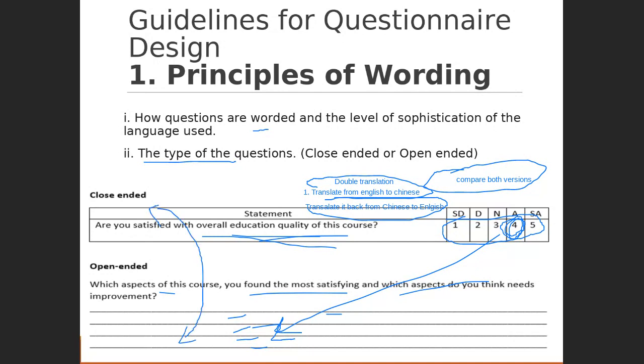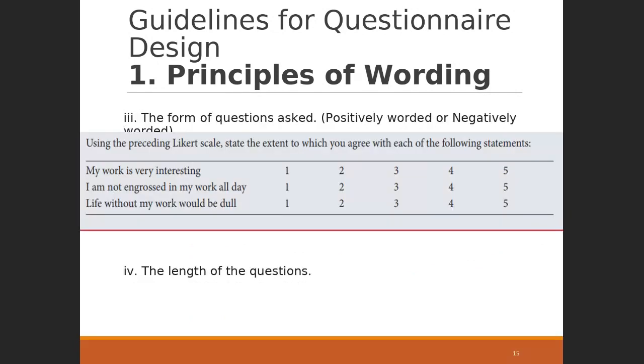Okay, so this is the second important part. The third important part is the form of questions. The form of questions refers to whether the question is positively worded or negatively worded. So instead of phrasing all questions positively, it is advisable to include some negatively worded questions as well.